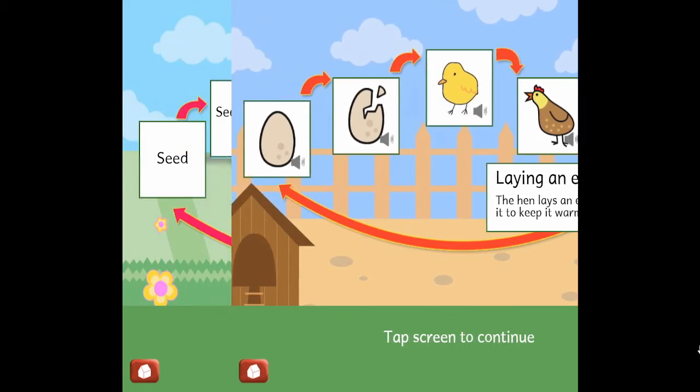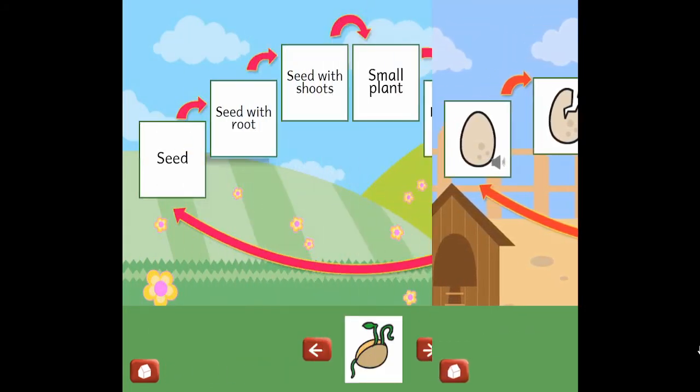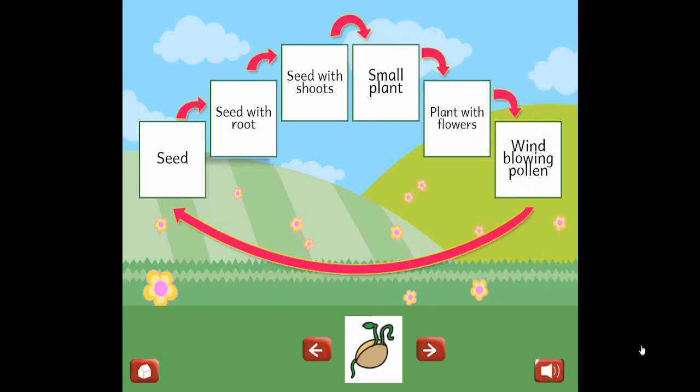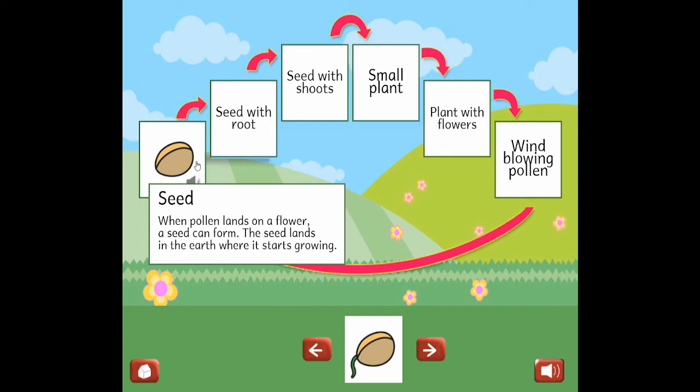Life stages of a flower. Seed. When pollen lands on a flower, a seed can form. The seed lands in the earth where it starts growing.